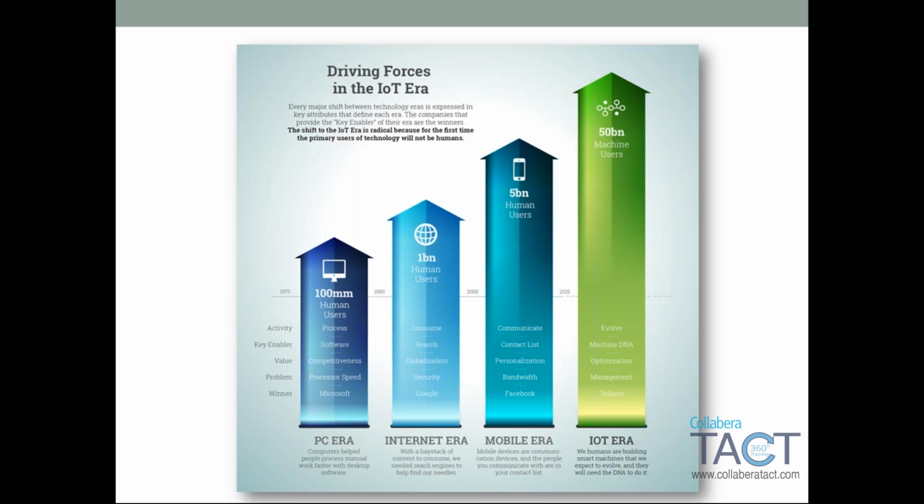So it is expected that these 50 billion or 75 billion devices, whatever the numbers, are going to communicate to each other. These devices are going to share lots of information with each other, and they are going to manage almost everything automatically. So this is the basic concept behind Internet of Things, or IoT.